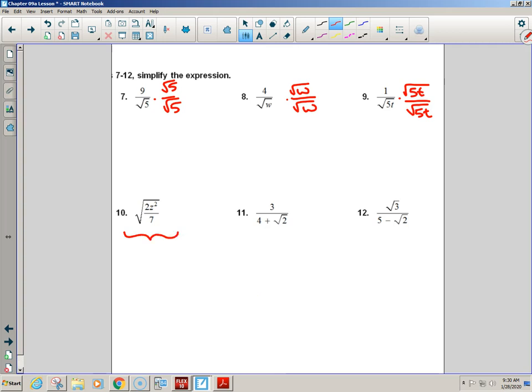You guys realize we could break this up to be root 2 times root z squared all over root 7? The z is not a problem, but what is? So what would I multiply top and bottom by? Got it.